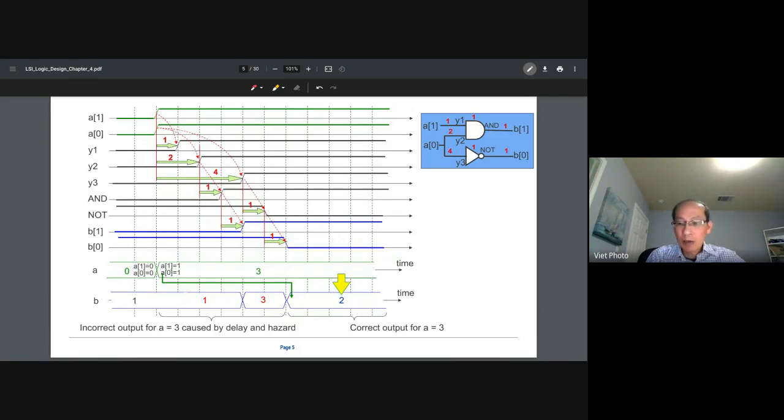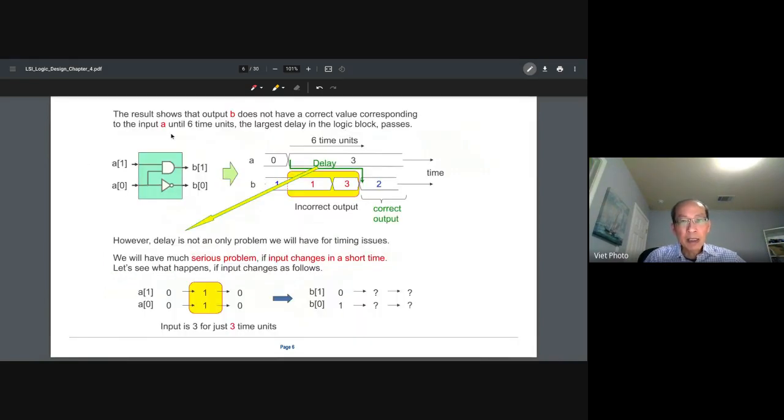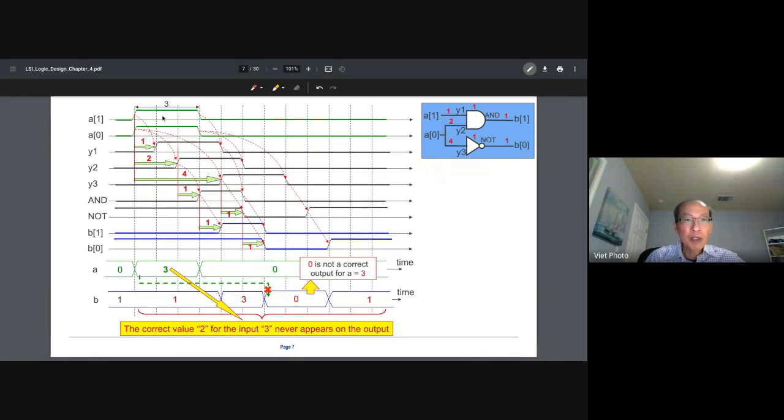Now they change it a little bit. Instead of keeping A1 and A0 stable at 1 and 1, they change it back to 0. A0 goes 0 to 1 and now changes back to 0, but only after 3 units. After 3 units, you go down here, and you get it changed back to 0.